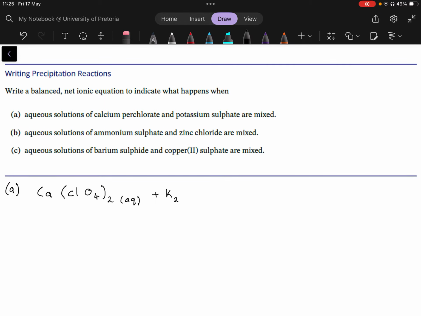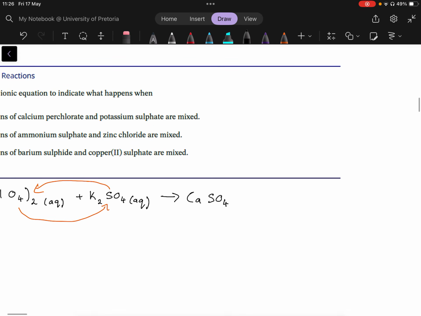And then potassium sulfate. Sulfate is SO4 2-, potassium is plus 1. So we have these. Right, and then in exchange reactions, we just swap the ions. So the perchlorate goes there, and the sulfate goes there, and then we see what we end up with. So we'll have calcium sulfate, we don't know its phase yet because we'll analyze that, and we'll have 2 potassium ClO4.